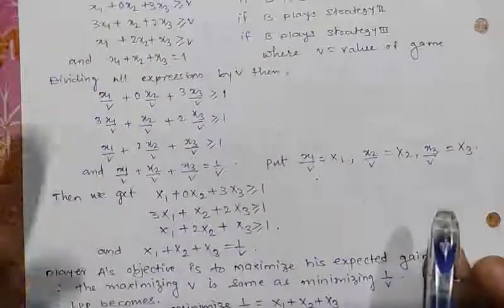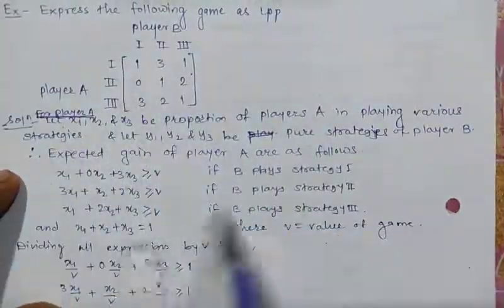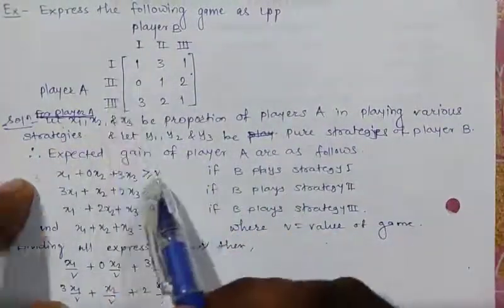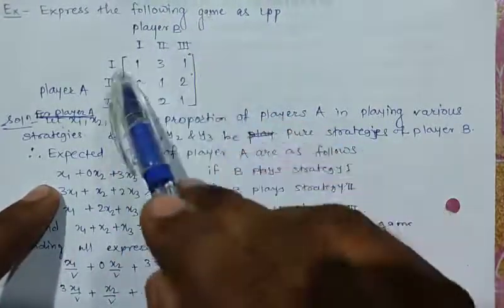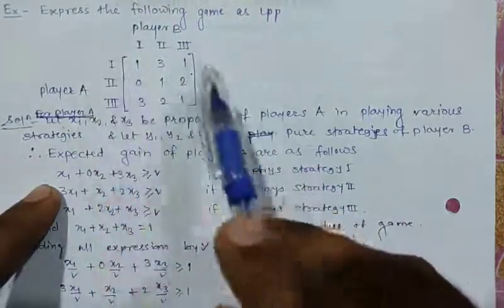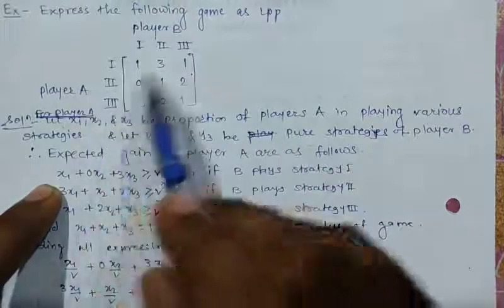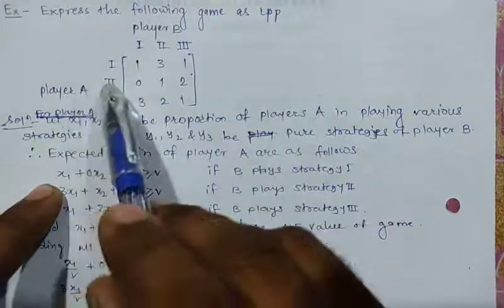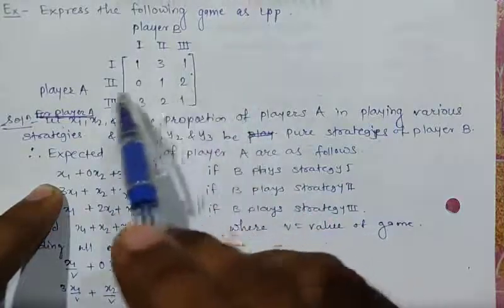So in this example, this is the constraint equation for player A. Next is the expected loss of B when player A plays strategy 1. In this case we select the first row. Then for player B's strategy, when player A plays the second strategy, we select the second row, and last we get the third row.